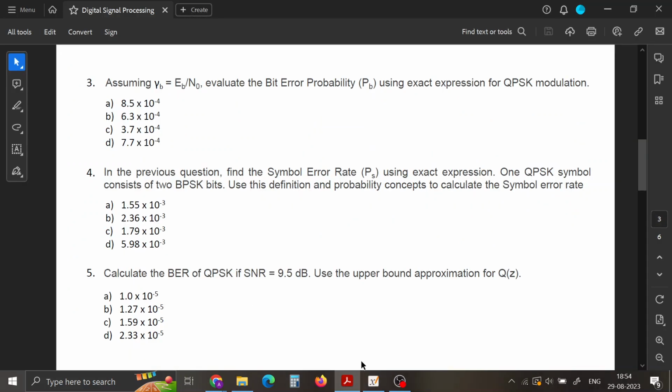Okay, so the third question is done. Now the fourth question is an extension of the third question. We have to find the symbol error rate using the exact expression, and we know that one QPSK symbol consists of 2 BPSK bits. We need to use this idea and the concepts of basic probability to calculate the symbol error rate. Okay, what's the symbol error rate?